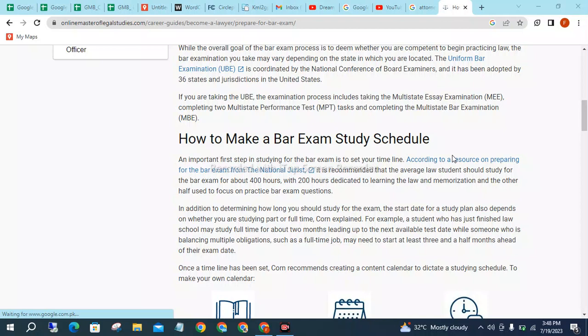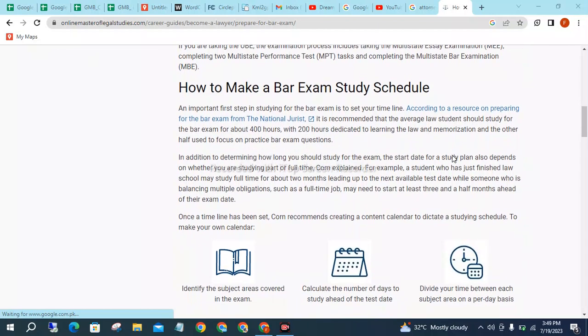In addition to determining how long you should study for the exam, the start date for a study plan also depends on whether you are studying part or full time. Cohn explained, for example, a student who has just finished law school may study full time for about 2 months leading up to the next available test date, while someone who is balancing multiple obligations, such as a full-time job, may need to start at least 3.5 months ahead of their exam date.